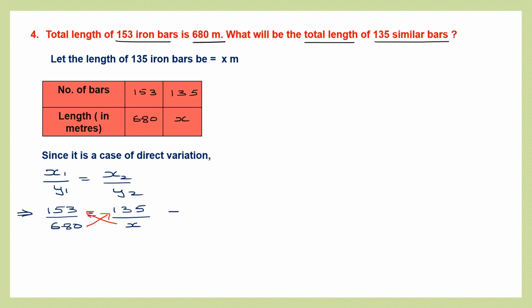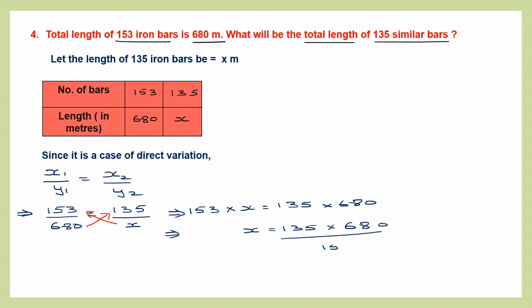So now let's cross multiply. So now what do we get? We get 153 into x is equal to 135 into 680. So now we're going to find the value of only x. X is equal to 135 into 680 divided by 153.